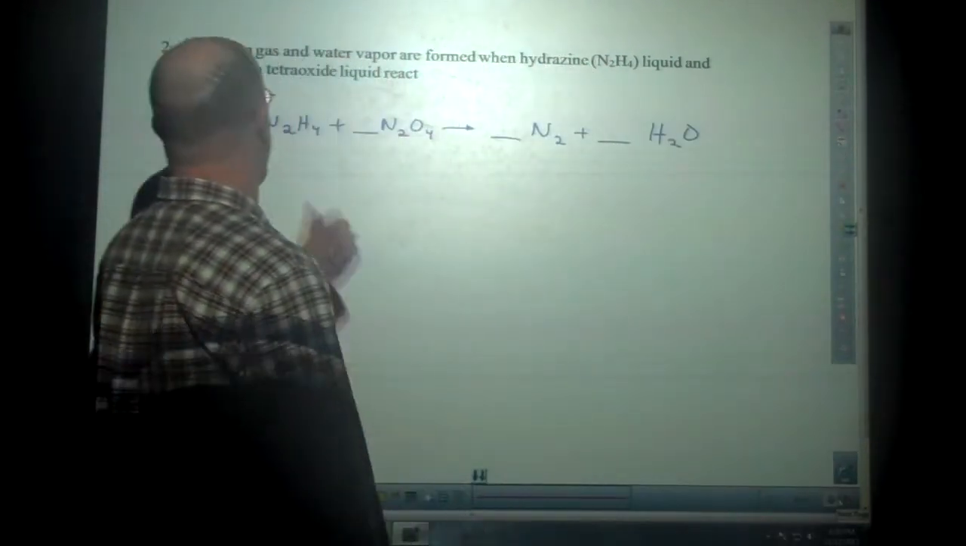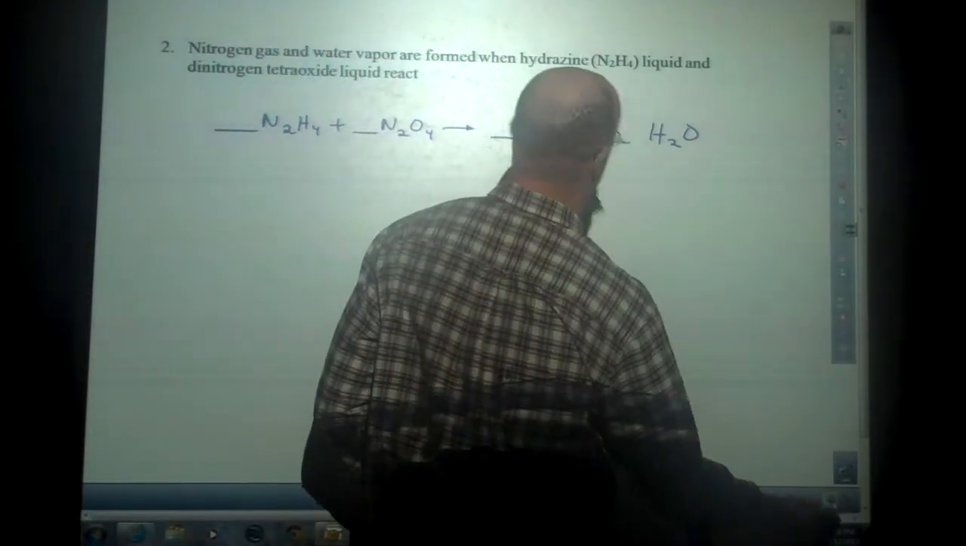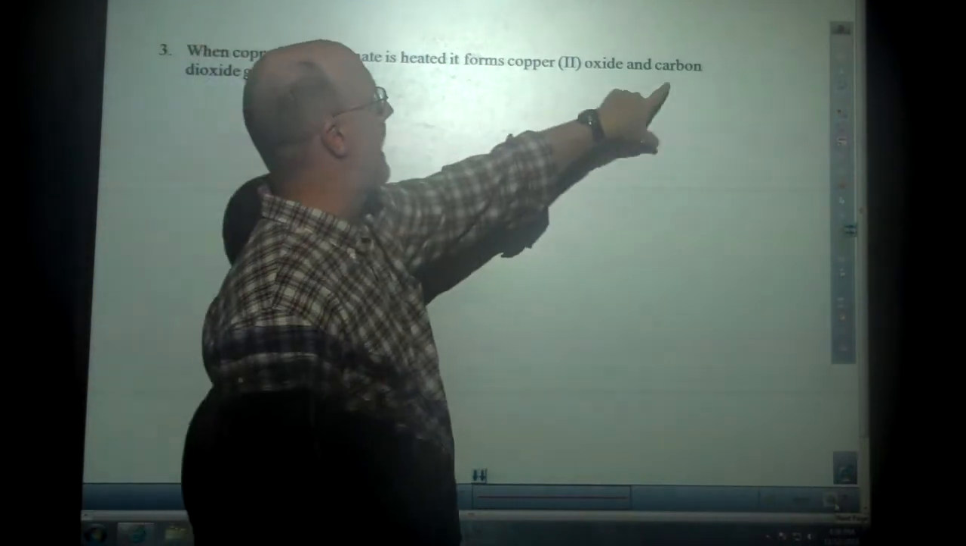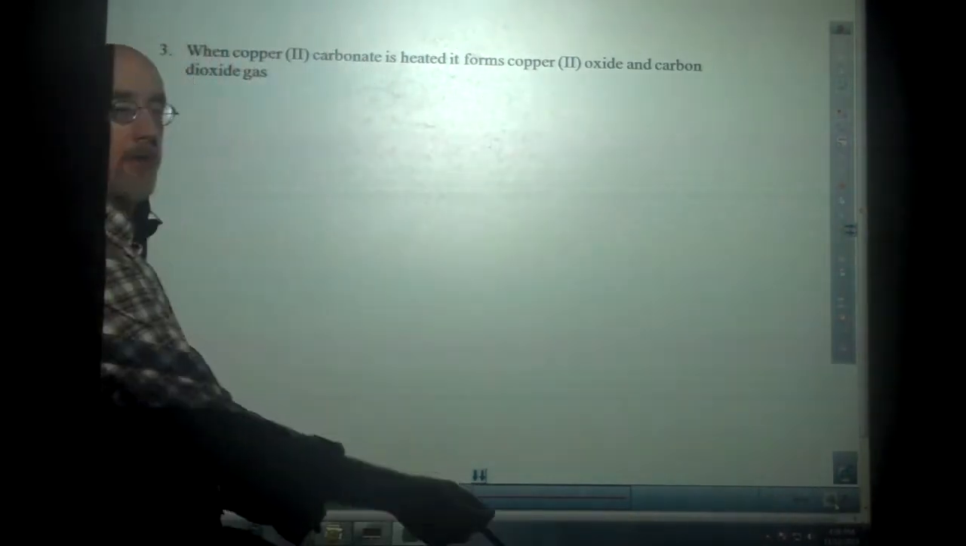Alright, next one. Oh, I was going to do something a little bit different, so don't worry about that. So here we go. Copper 2 carbonate is heated. It forms copper 2 oxide and carbon dioxide gas.